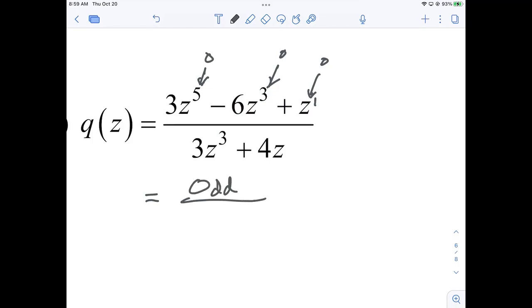In the bottom function, we have an odd and an odd. So the denominator will have two terms, both of which change signs. That means that the bottom is also an odd function. And what is an odd divided by an odd? Well, remember, odds act like negatives. So what's a negative over a negative? Positive. And a positive is analogous not to an odd, but to an even.